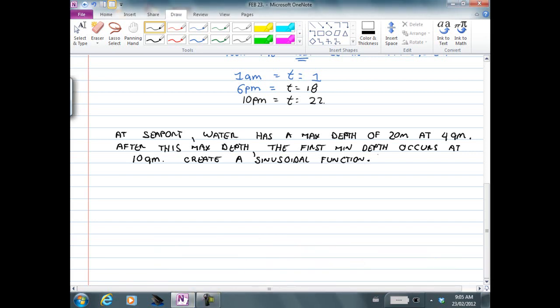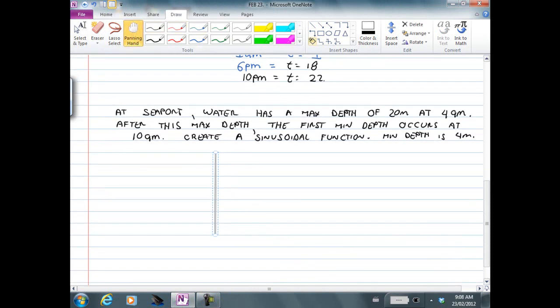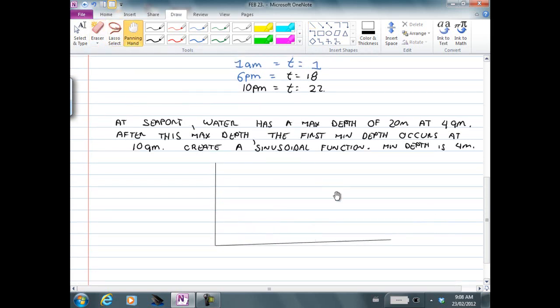So guys, I forgot one thing. Min depth, my bad, is 4 meters. There we go. So let's draw a quick sketch. Because remember, the key to doing this is just draw a quick sketch. Is it true that with word problems you never go to the negative? Yes, for now. Oh, that's a bad line. There we go.